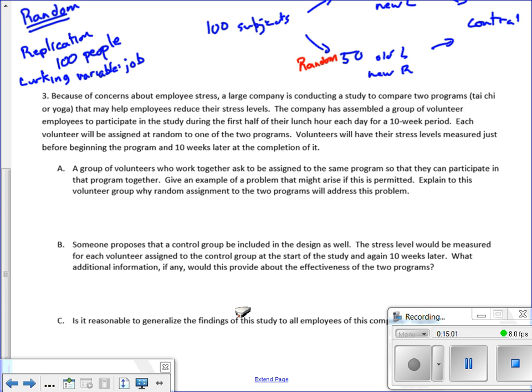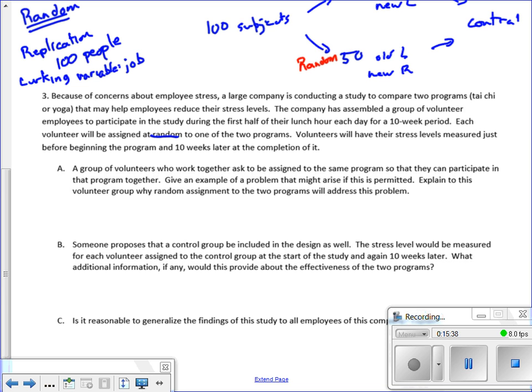And one more example here. A company is concerned about stress, so they introduced two programs, yoga and Tai Chi, to help reduce stress. They've got a group of volunteers, and they're going to do it during their lunch hour for a 10-week period, and they're going to be randomly assigned to their group. So there's randomness, randomly assigned to a group, and then they'll have their stress levels measured at the beginning and end of it. So Part A asks us, a group of volunteers who work together ask to be assigned to the same program so they can work together. I guess they get along well, maybe, and they maybe want to do the same program.